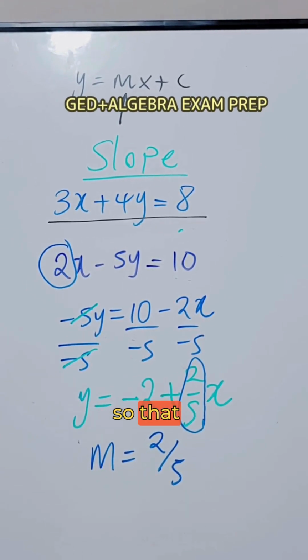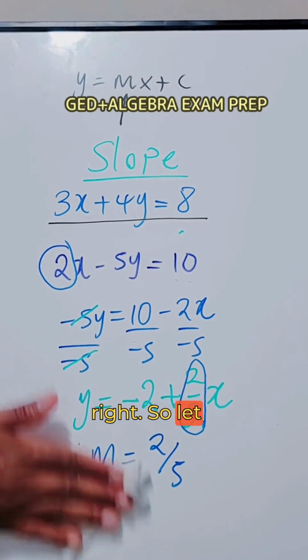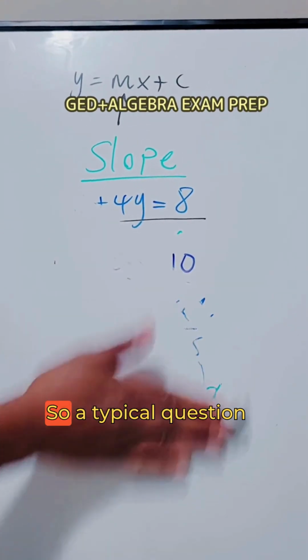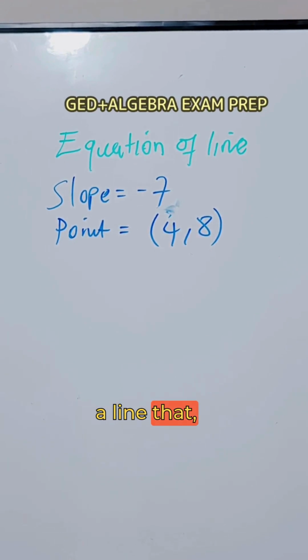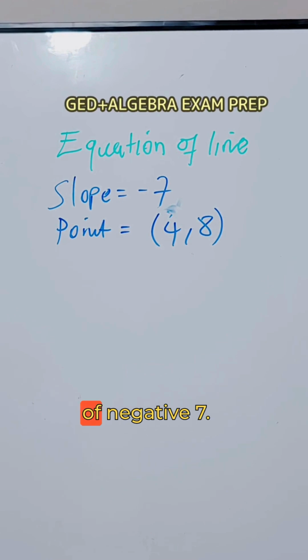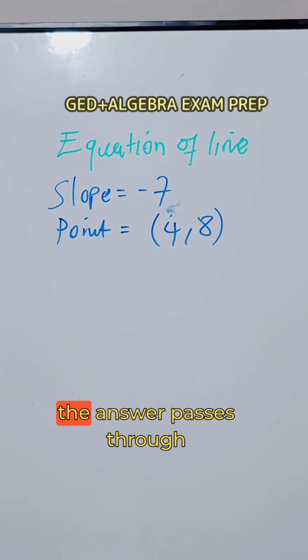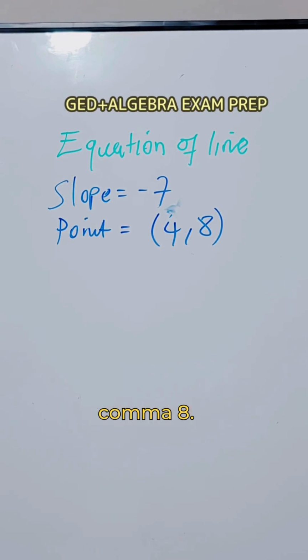All right, so that is about the slope, right? So let's erase this. So a typical question would be, what is the equation of a line that has a slope of negative 7 and passes through the point 4, 8? What is the equation of a line that has a slope negative 7 and passes through the point 4, 8?